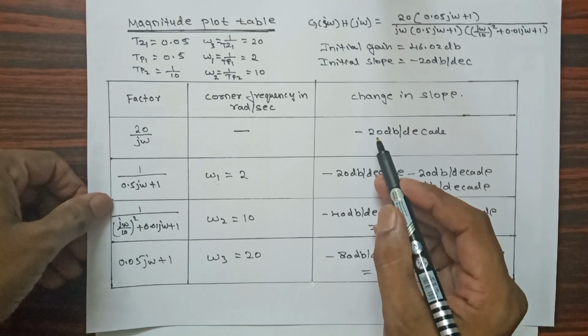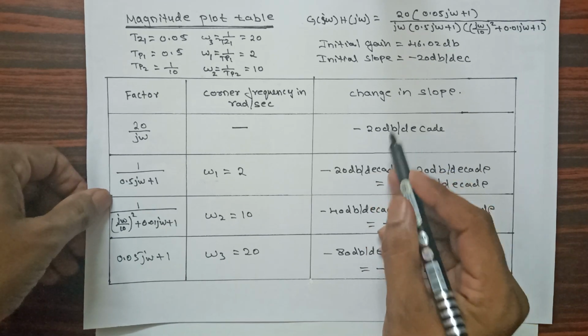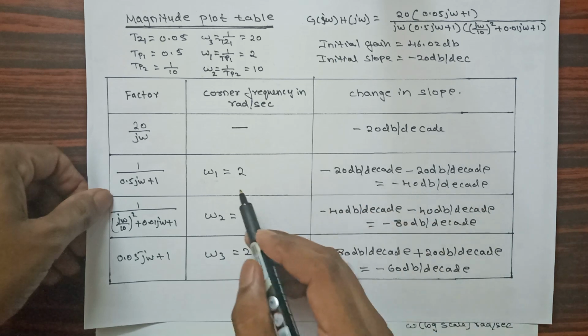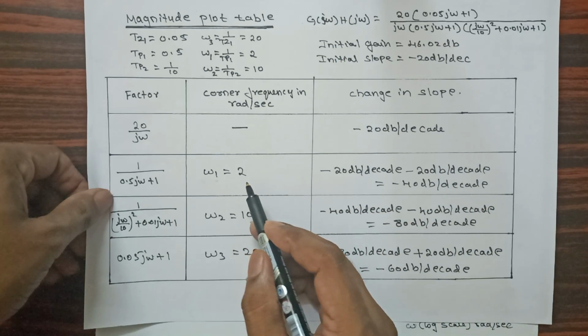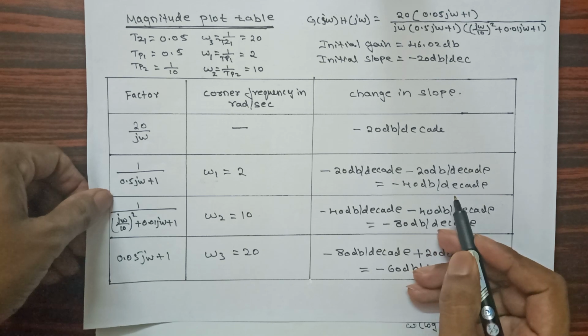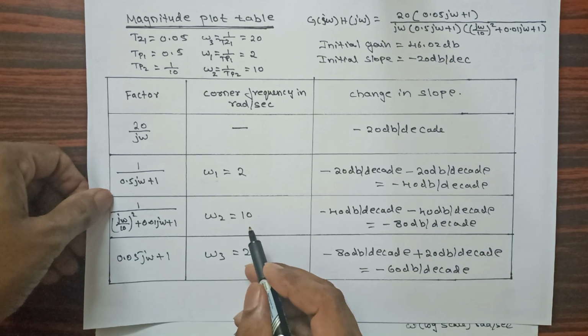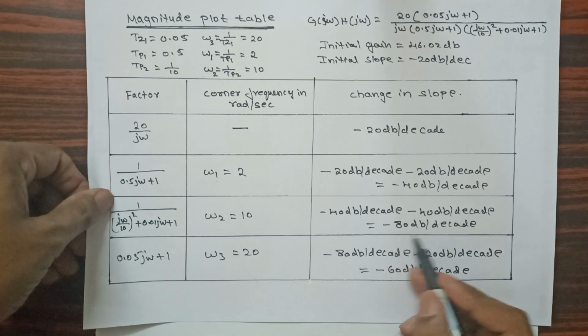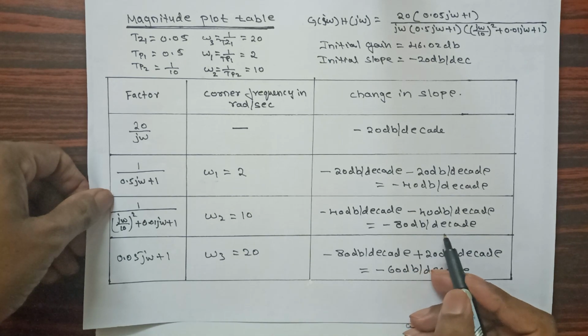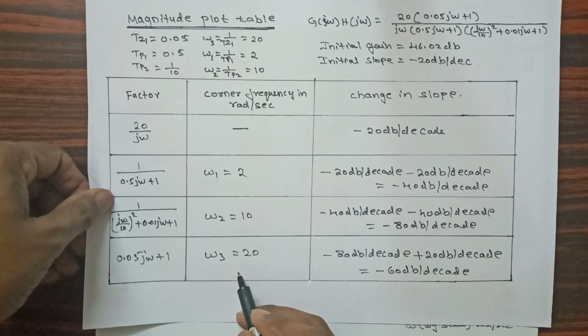The first slope is minus 20 dB per decade, and for this slope the first corner frequency is 2 radians per second. For the second slope, that is minus 40 dB per decade, the second corner frequency is 10 radians per second. And for the third slope, that is minus 80 dB per decade, the third corner frequency is 20 radians per second.